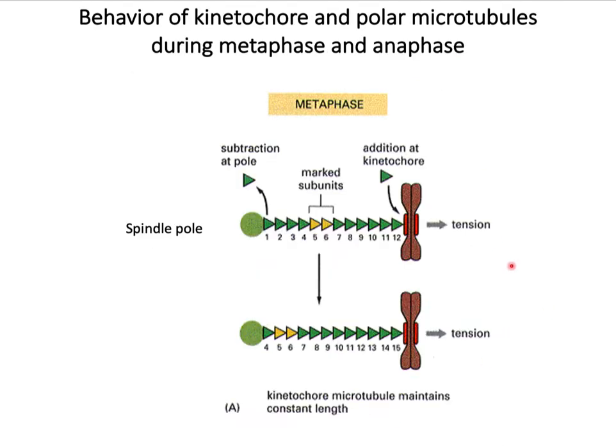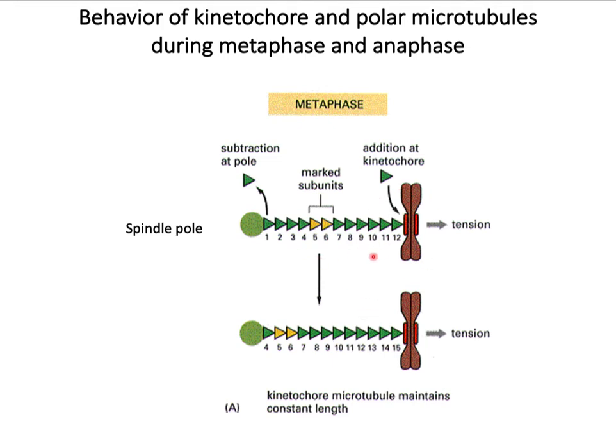Okay, so let's look at the behavior of these microtubules during the metaphase and anaphase. During metaphase, the kinetochore microtubules, in other words, those that are interacting with the chromosomes, maintain a constant length. So these chromosomes are aligned in the middle of the cell. So you might imagine that this is a static structure. But in fact, it is not. The treadmilling is going on.